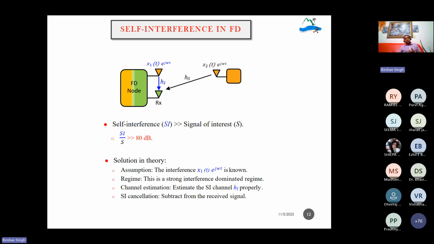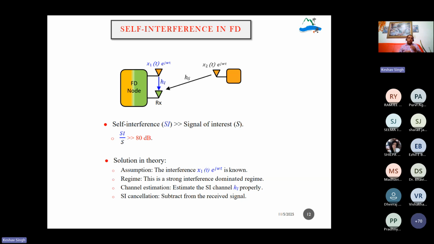So now the problem is we need to control or cancel this SI, either in the analog domain or the digital domain. There is a certain assumption in theory. Theoretically, we can assume that this full duplex node knows the self-interference channel and the transmit signal, because the transmit antenna and receive antenna are at the same node, so it will simply cancel. That is the ideal case.